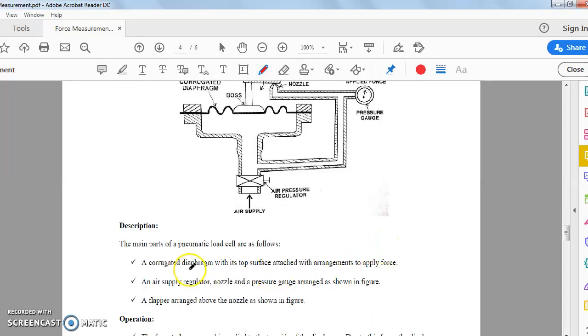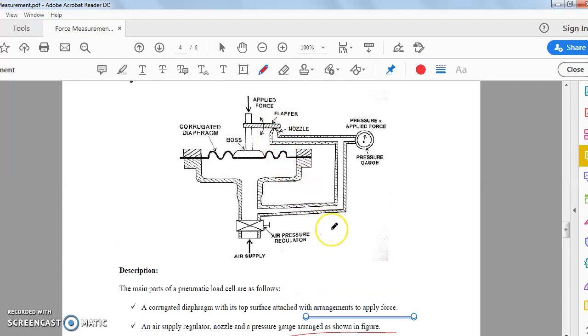Description: the main parts of the pneumatic load cell are as follows: the corrugated diaphragm with its top surface attached with arrangements to apply force, and an air supply regulator, nozzle, and pressure gauge arranged as shown in the figure. A flapper arrangement is above the nozzle as shown in the figure. This is the flapper.